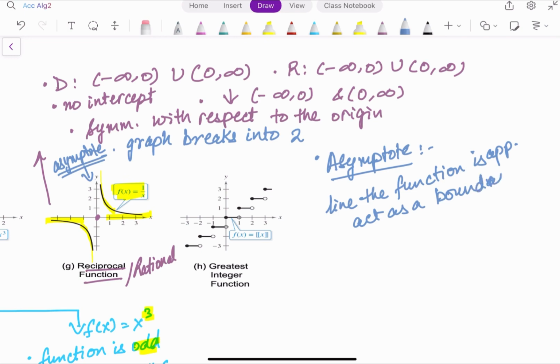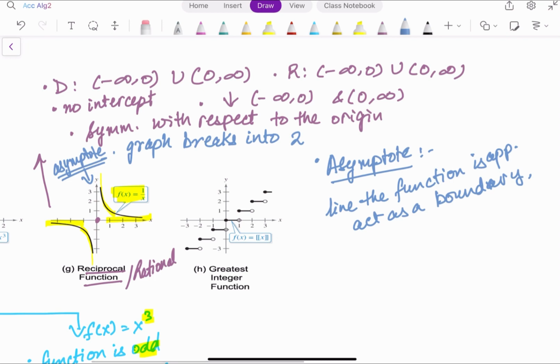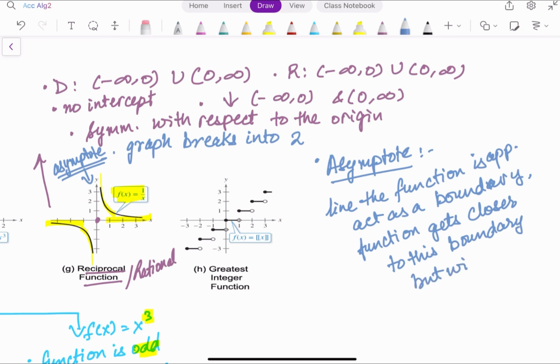So the function will get closer and closer to this boundary, but it will never touch this particular boundary. And that is the simple definition of an asymptote. It will never touch. So these are called the asymptotes.